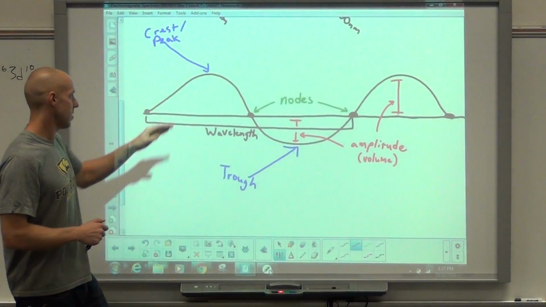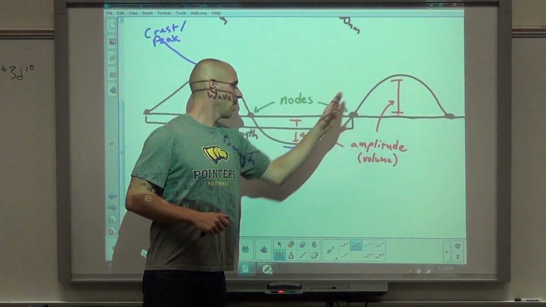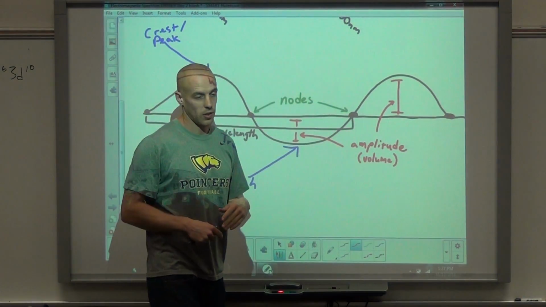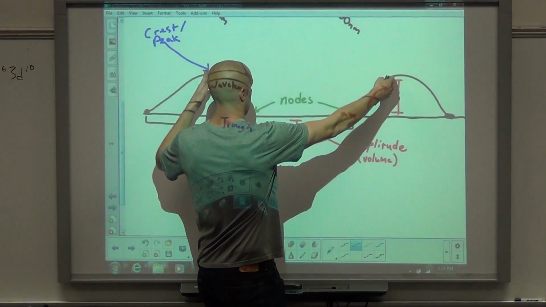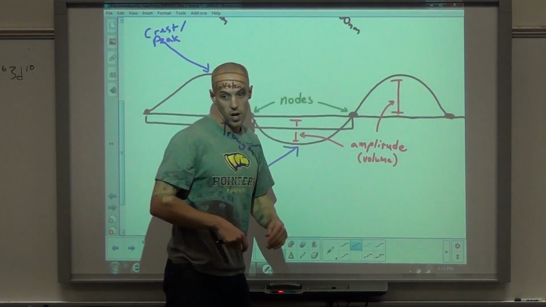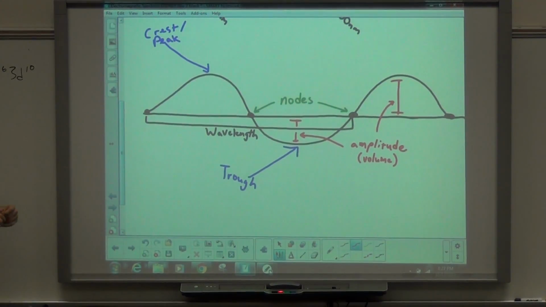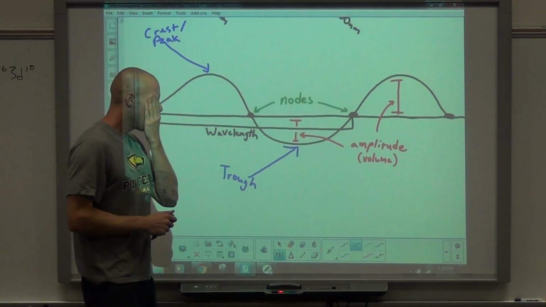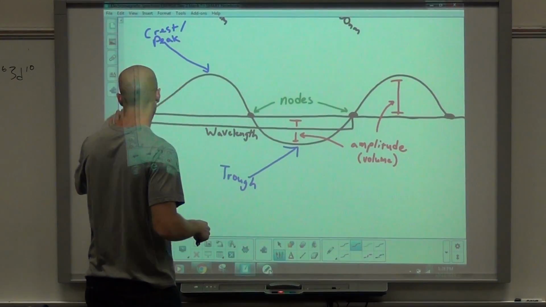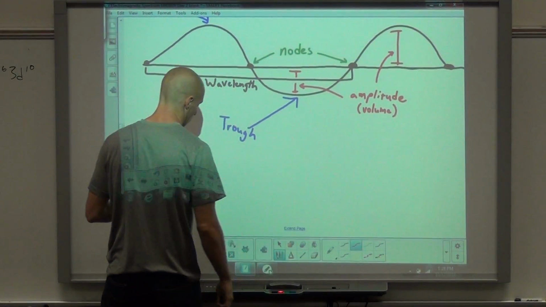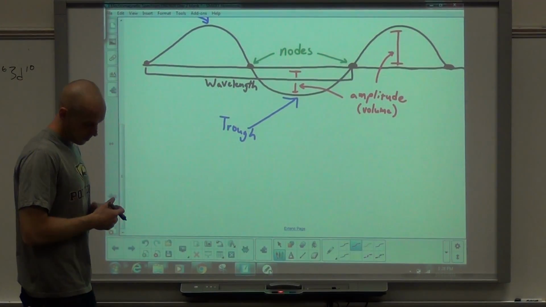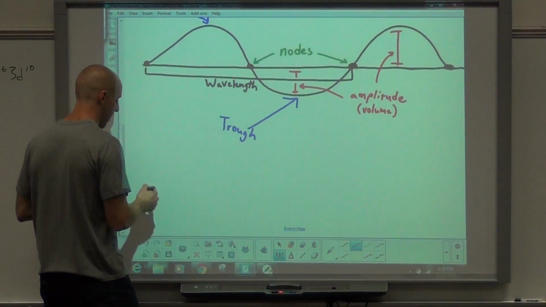Another way people sometimes say it is from crest to crest or trough to trough. So you literally have half of this crest and half of this crest making up a full crest, and then that full trough, if that makes sense. But either way, it's one full crest and one full trough. Okay, the thing that we're going to be focusing on the most from this is wavelength. And so we're going to just have to define that here.